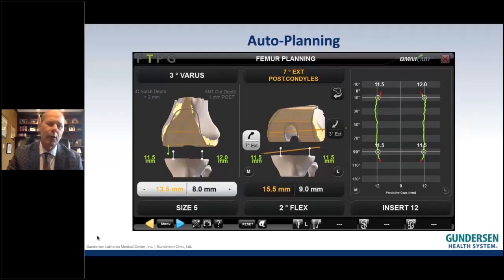So I would argue that those of you that are gap balancers probably already do this, and you just don't know it, because if you're using traditional instruments, you've never had the ability to quantify the numbers of what you're actually doing. So you may well have put a femur in 7 degrees of external rotation, just not known it, and you may have resected 15 millimeters of medial femur and just not known it, and you probably have. So as crazy as this might sound, again, I'd say that many of you probably have already done this.